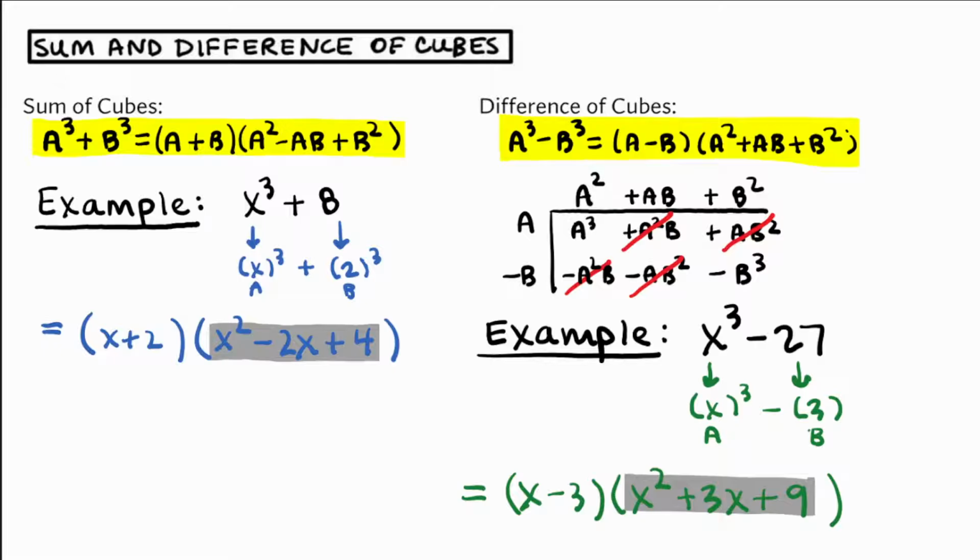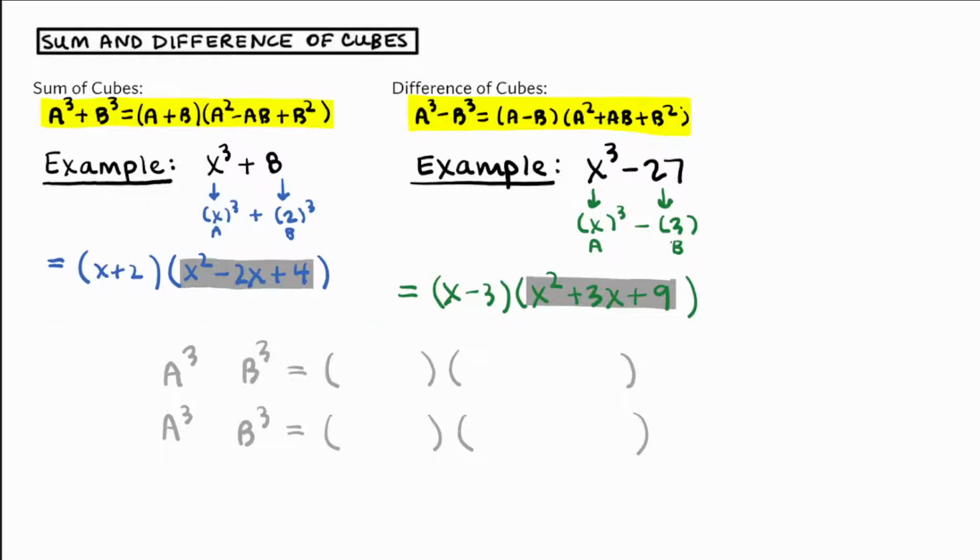Oh, almost forgot to give you the memory trick. Let me get myself some more space here. All right, so here's the pattern. Whether it's a sum or a difference of cubes, the inputs are always the same. It's a and b, whatever is getting cubed. And then in the second factor, it's a squared, a times b, and b squared. Right? This is the same way every time.